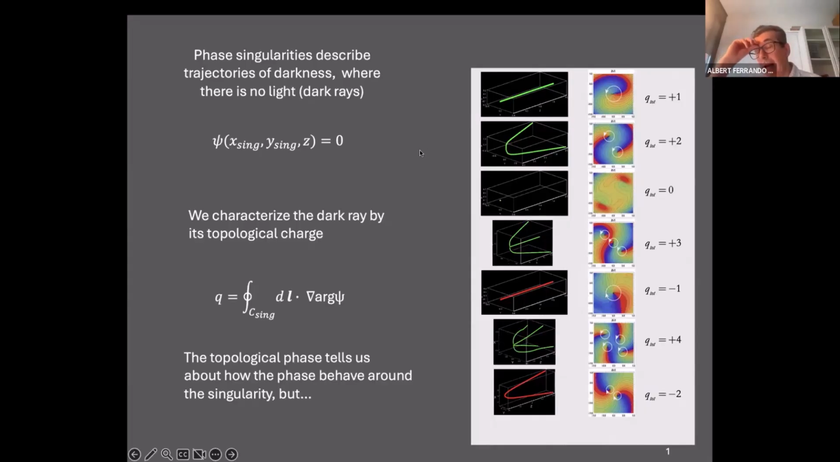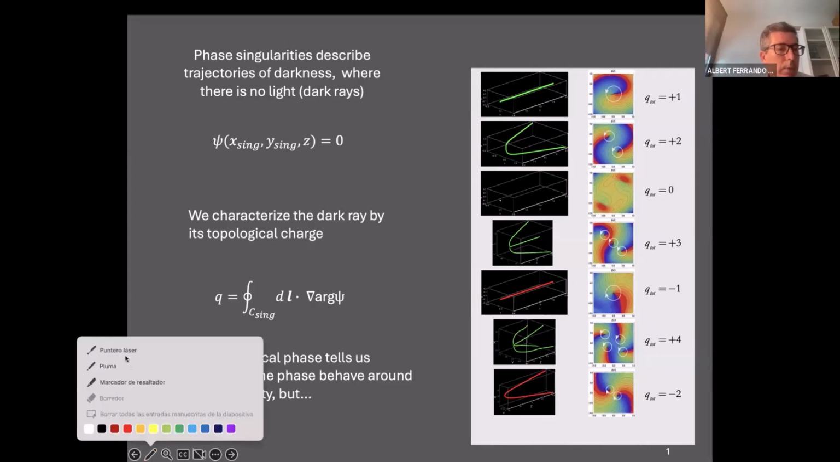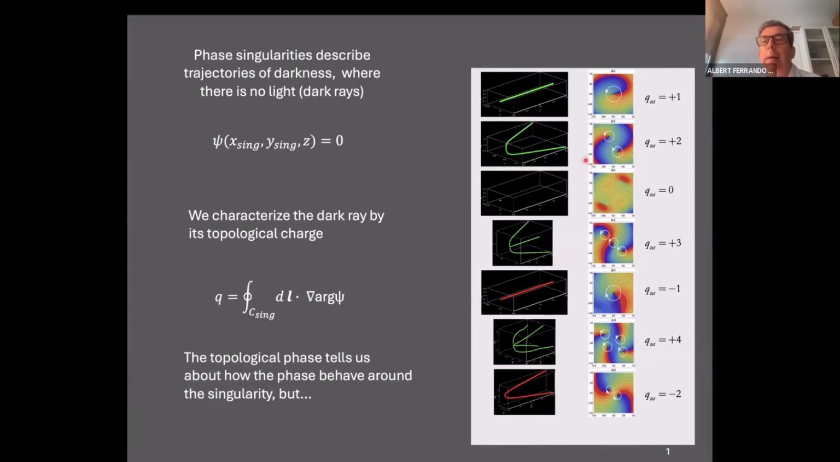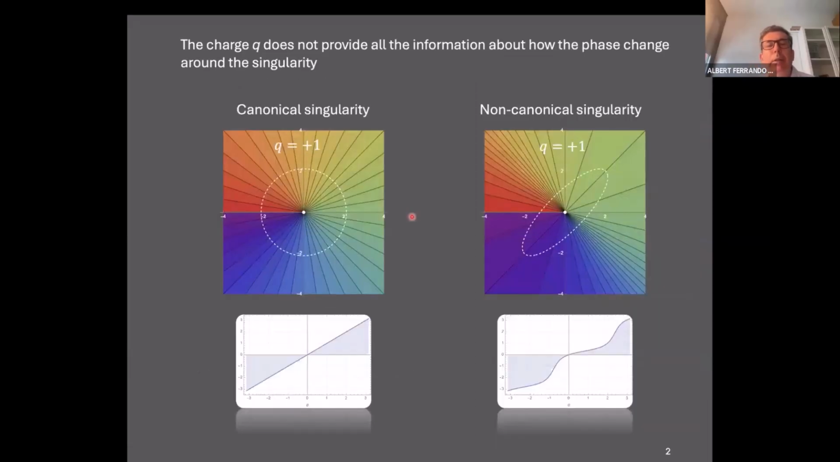And we know that we characterize this with the winding number that we call the topological charge, that tells us something about the information of the phase around this phase singularity, where we don't have a field. This information in general is somehow limited, right? Because not all singularities with the same charge have exactly the same behavior.